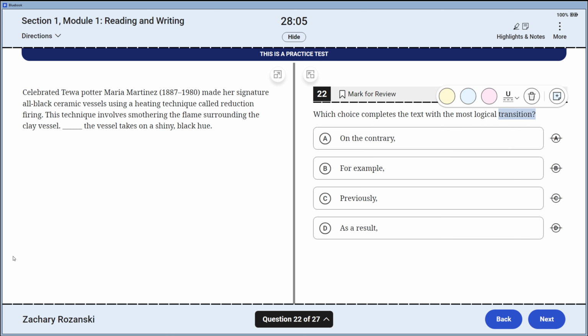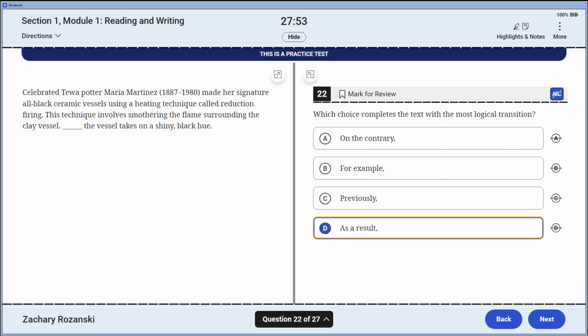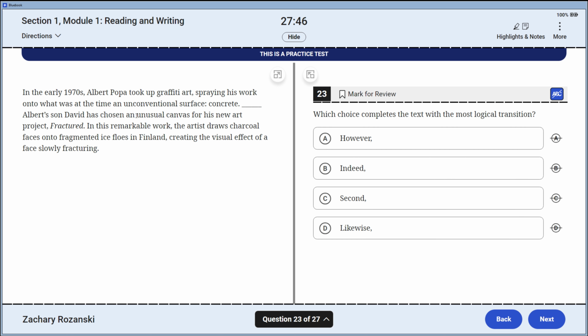We've got to logically transition. We're out of there with the conventions, and we're on to these guys. This technique involves smothering the flames surrounding the clay vessel. The vessel takes on a result, which seems to be this. Because of the smothering of the flames, there's going to be the result that it has this quality. I like it. I'm going to pick it and move on.